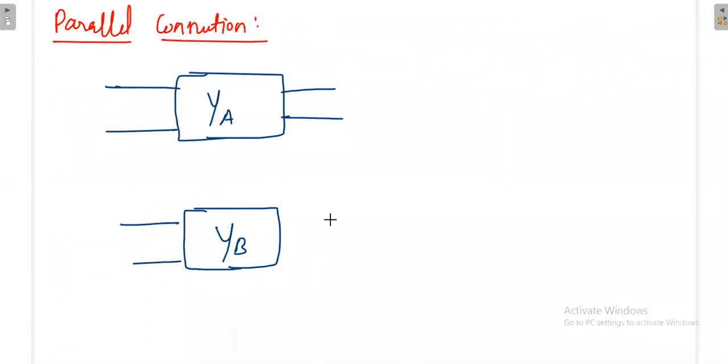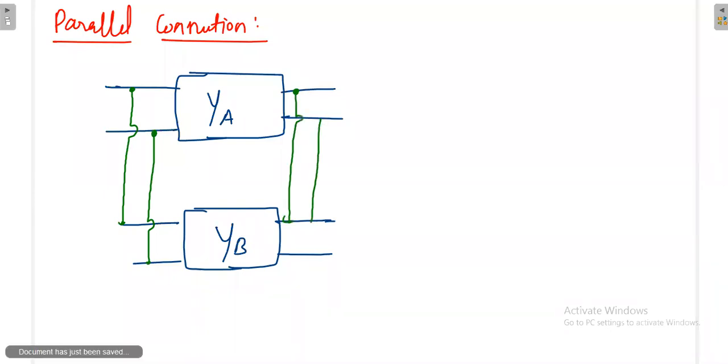Whenever you have a parallel combination, the voltage is constant. Once voltage is constant, what you have to do? Connect this first terminal with this first terminal, and similarly connect this second terminal with this second terminal. Only then will the voltage be constant. Whatever voltage is applied here, the same voltage will be applied here because the connection is in that way.